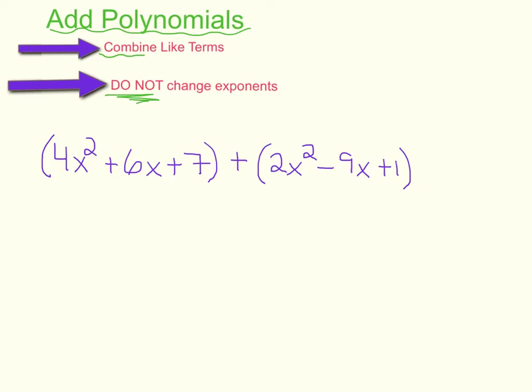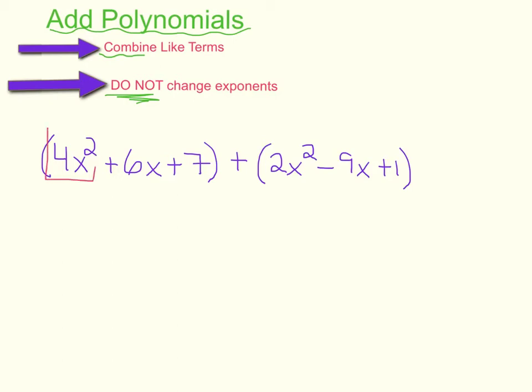So here are 2 separate polynomials that we're going to add together. And the parentheses are there just to separate the 2 different polynomials. However, they do not need to be there. We're not distributing anything. We're not multiplying. We are just combining like terms.